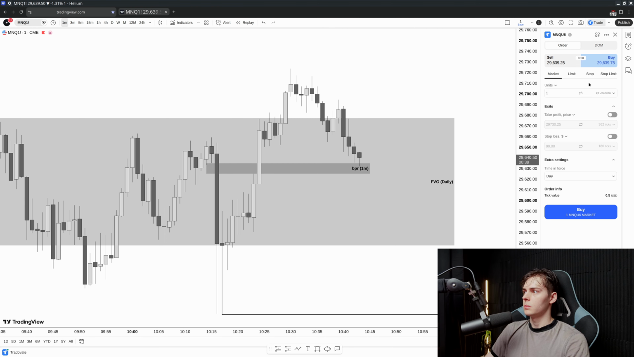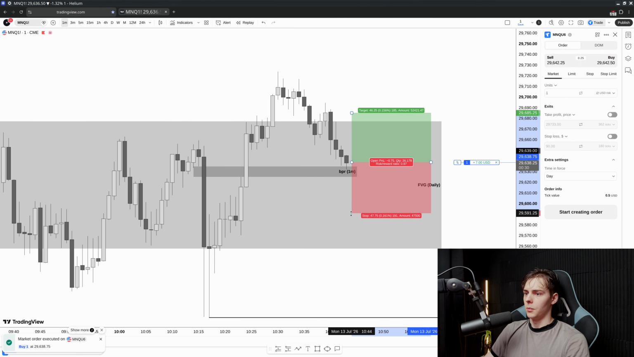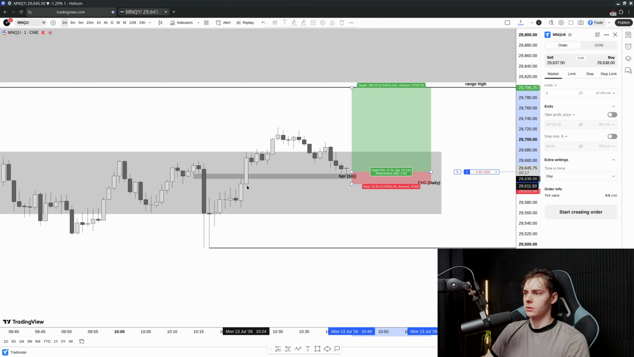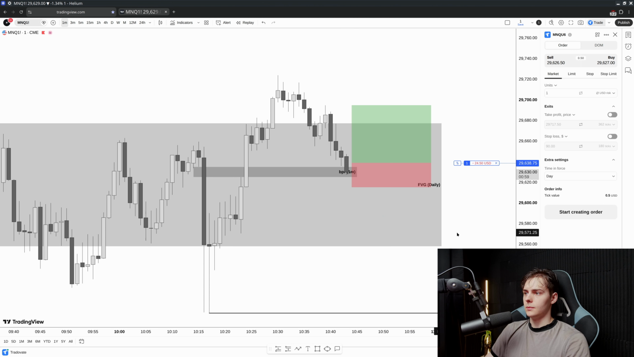Okay, so I am going to be taking a long right in here. So we are in longs right now. Going to be marking this out like so. And I would like to aim for all of these highs. And actually put it even lower. It's going to be looking something like that. So there we go.